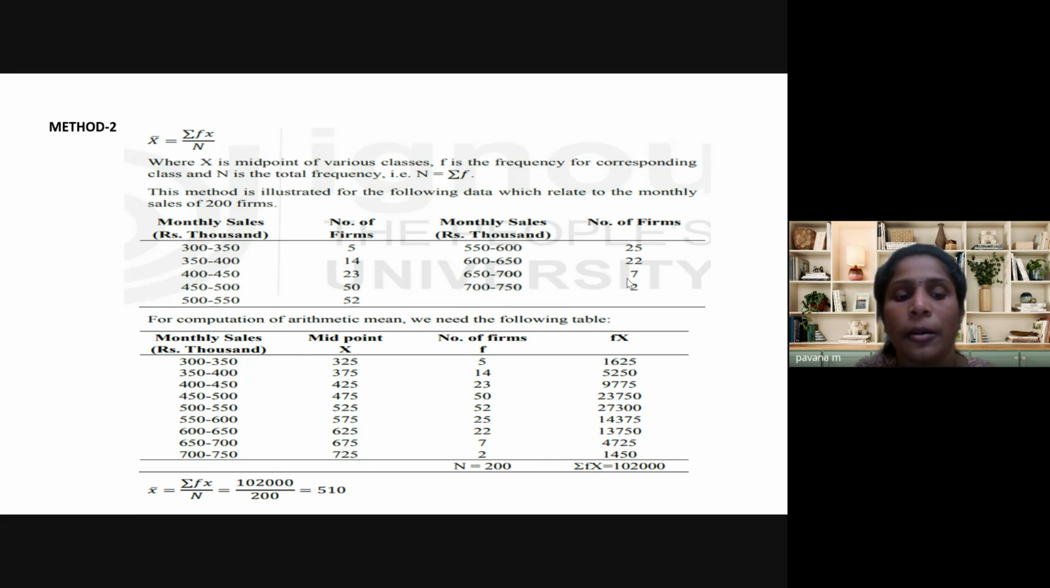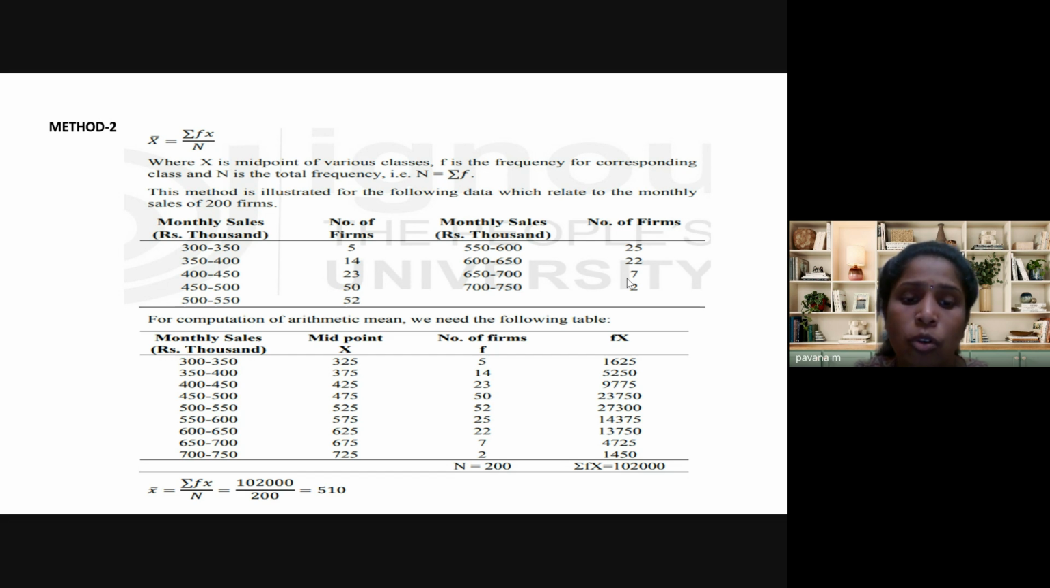You have to calculate the arithmetic mean for this data. First you have to take the data: monthly sales, midpoint, and frequency. Monthly sales, the class intervals, and the number of firms, the frequency, are already given. And you have to find the midpoint. Midpoint is represented with capital X. So for 300 to 350, the midpoint is 325. For 350 to 400, 375.